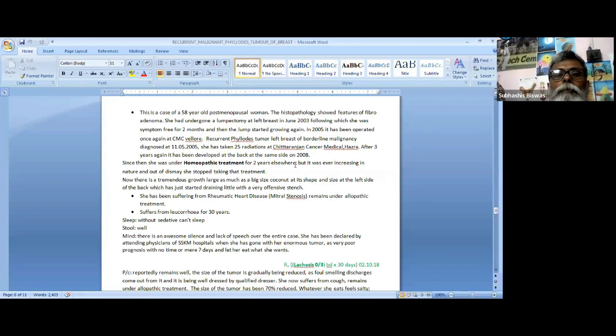And thereafter, that is 2008 to 2010, Mrs. Suchitra was taking homeopathic treatment for 2 years elsewhere, but as it was not responding well and was ever increasing in nature, and out of dismay, she stopped taking the treatment. Thereafter, her husband sometimes gave some medicine for palliative purposes, and he told me, doctor, I have given some medicine sometimes, but it was ever increasing in nature. Now, the case I visited the first time on 2nd October 2018.